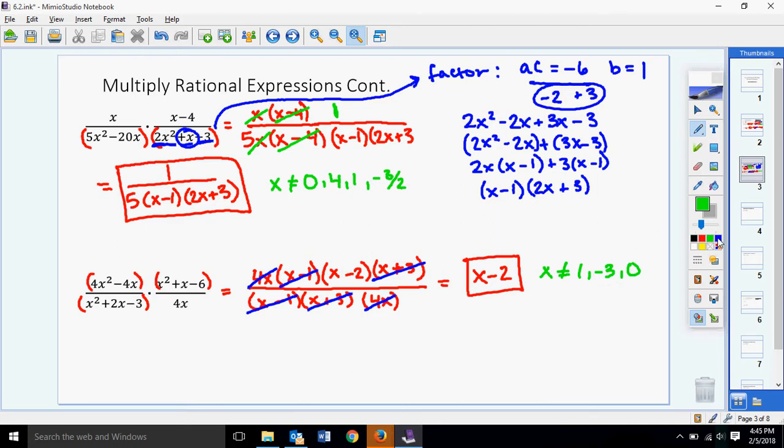If you like to leave yourself little notes, remember this top one we factored out a common monomial. And in these two, we factored the trinomial. So chapter 5 is highly, highly important for you to be able to multiply and divide rational expressions.